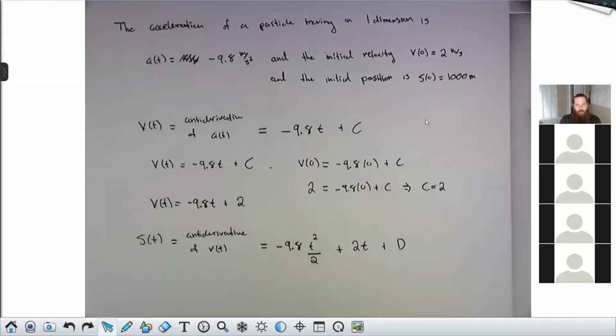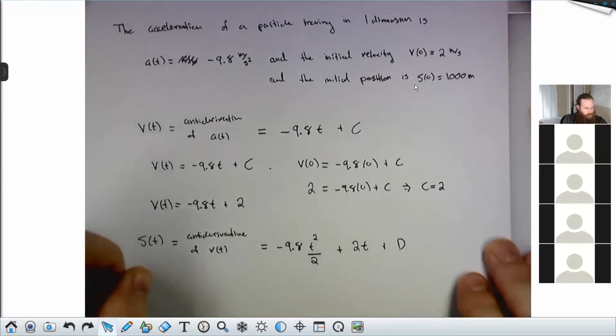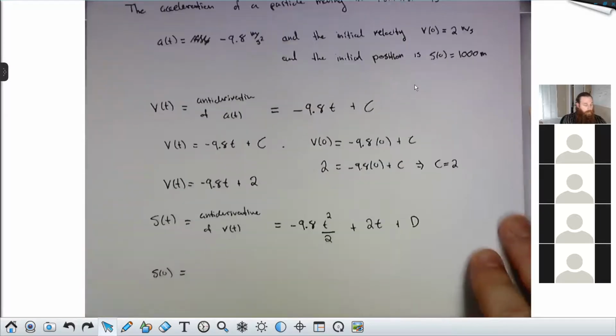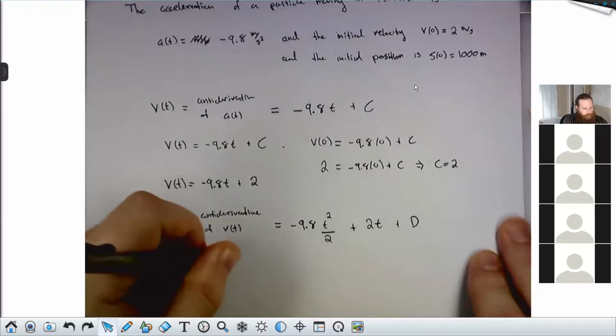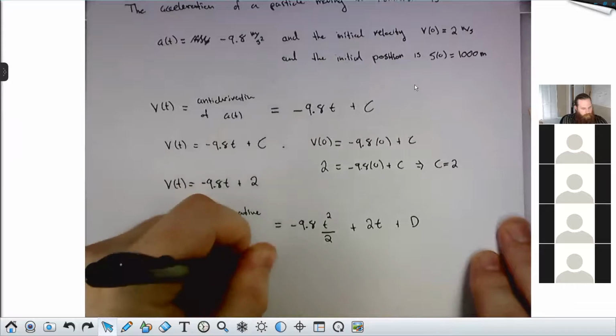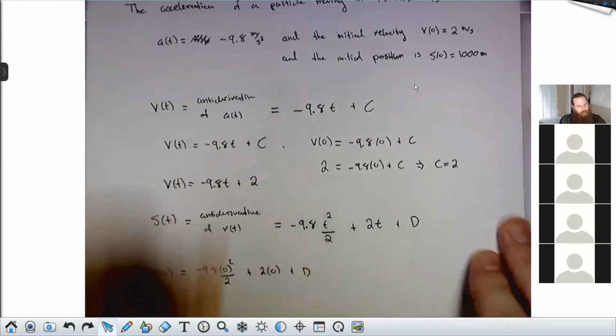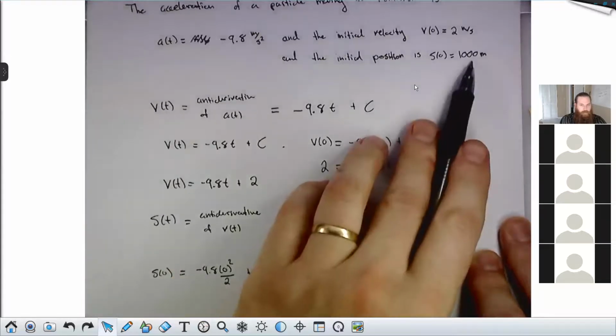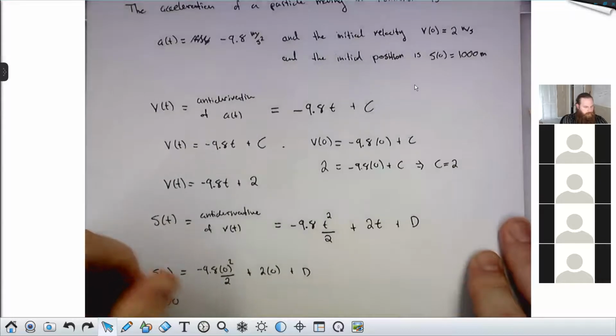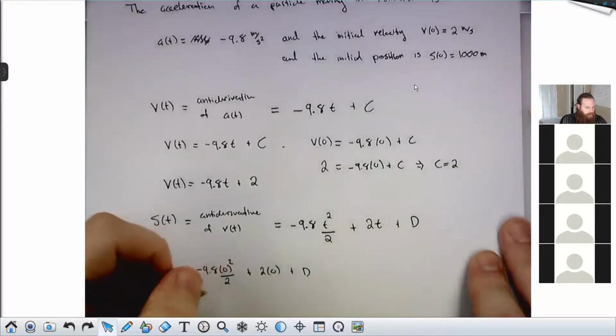And in order to sort out that last constant, I use this last bit of initial value. S of 0 is 1,000. So S of 0, well, on the one hand, it's definitely what you get when you plug in 0 for t here. That's negative 9.8 times 0 squared over 2 plus 2 times 0 plus d. This stuff is all 0, right? 9.8 times 0 is 0. 2 times 0 is 0. And then S of 0, I've been told, is 1,000. So this is the same as saying 1,000 equals 0 plus d, or just d.